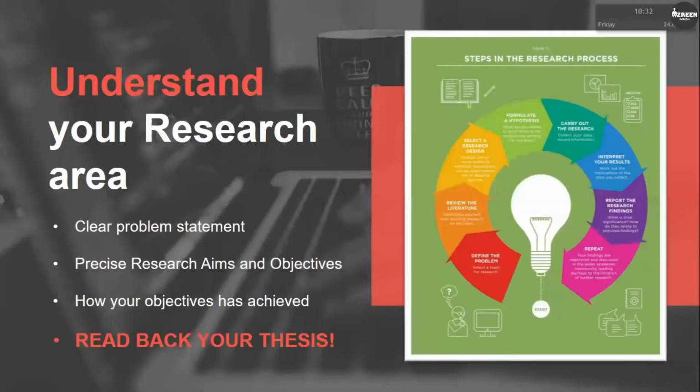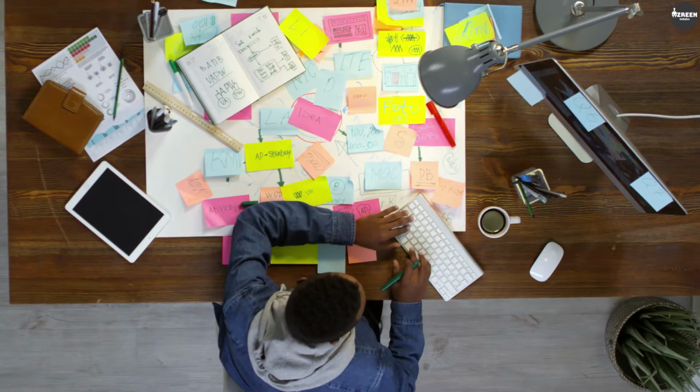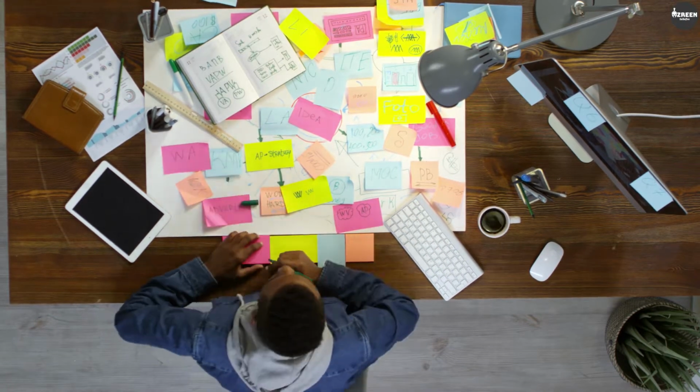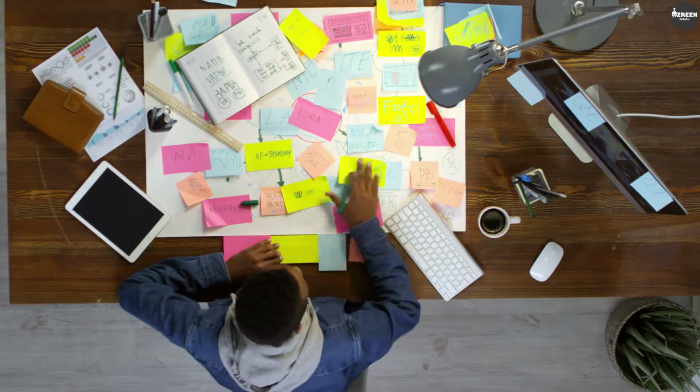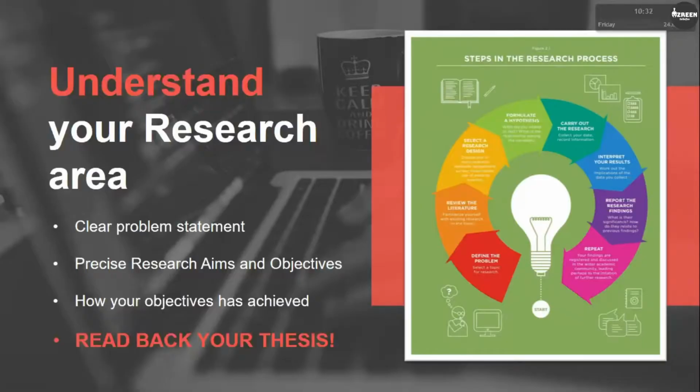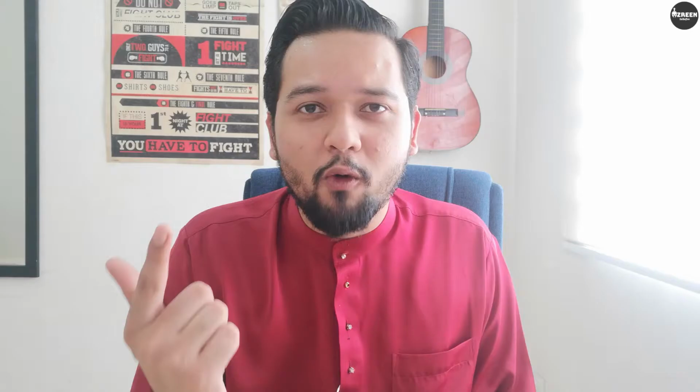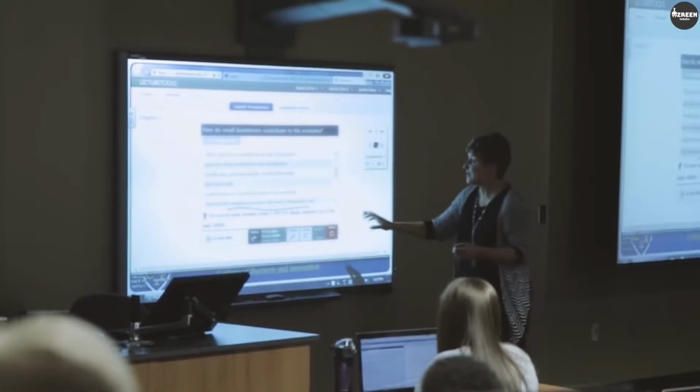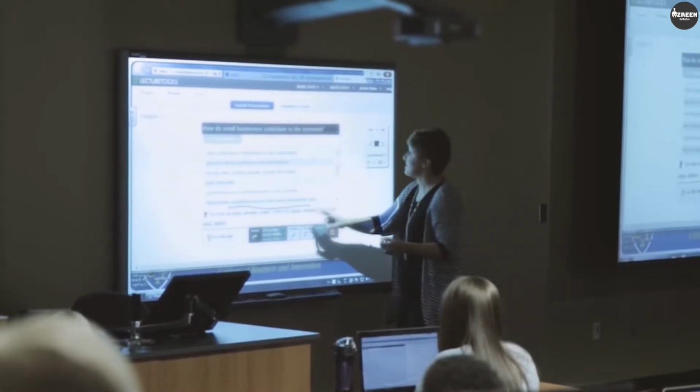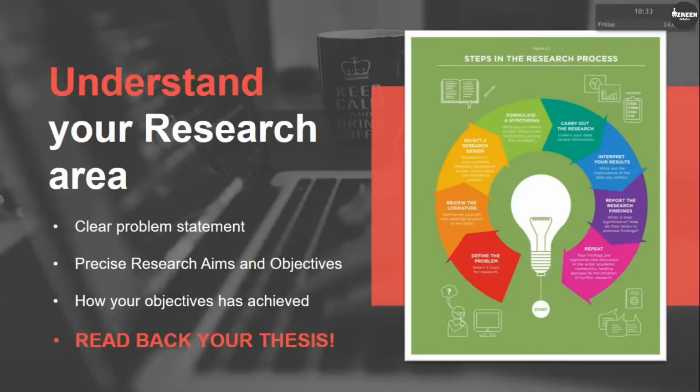First of all, you need to understand your research area, because most of the students, like myself, who write every single day, did not have a clear view of which part you're going to go. So what I'm going to say here, before you go much deeper, you might have to have a clear problem statement, why you need to do the research. You might want to look at your objective and your aims. Is it measurable? Is it achievable?